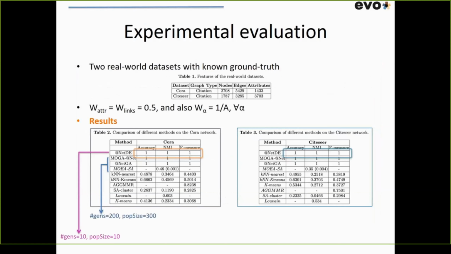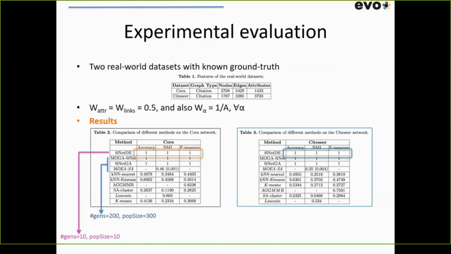For validating our algorithm, we performed several simulations using MATLAB as simulation environment. Two real-world datasets with known ground truth were considered: the citation networks Cora and Citeseer, having the features summarized in Table 1. For such kind of networks, we have chosen to equally weight the attribute distance and the similar connectivity for the clustering unified distance measure, and to equally weight each attribute of the attribute set of a network.